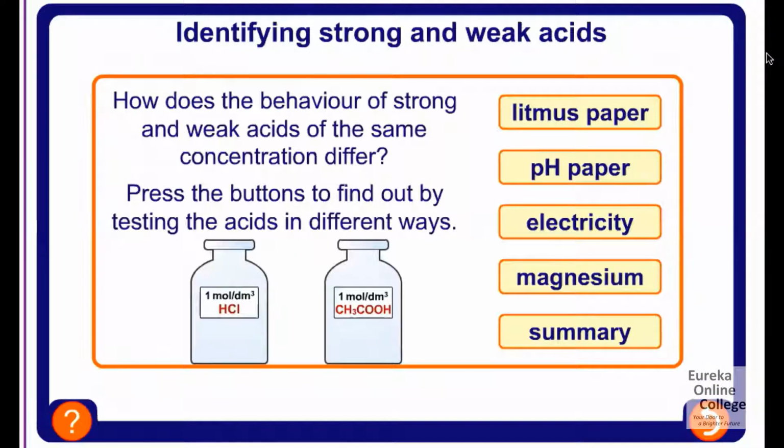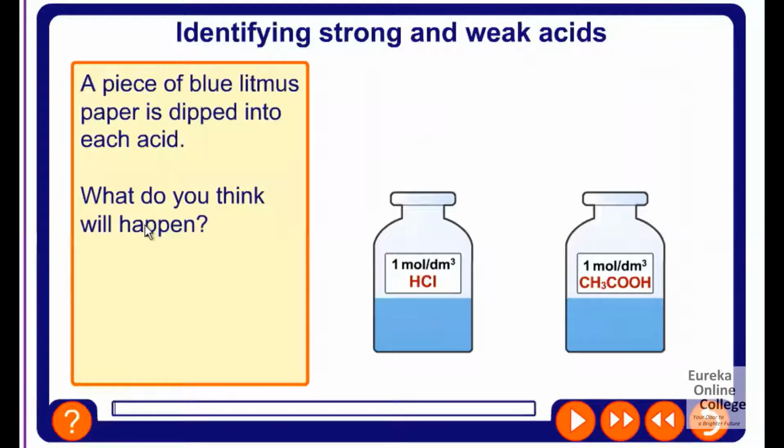So now we're going to look at how you can identify strong and weak acids. We'll see how their behaviour differs depending on the different indicators you use. If we try litmus paper first, we're going to dip some blue litmus paper into both.